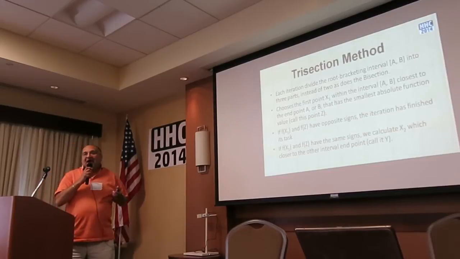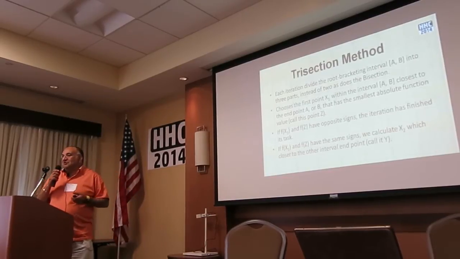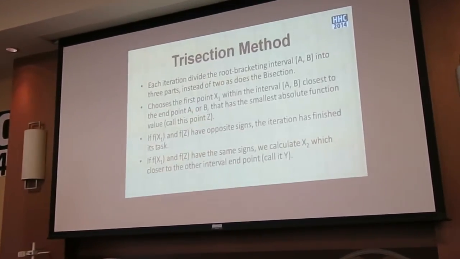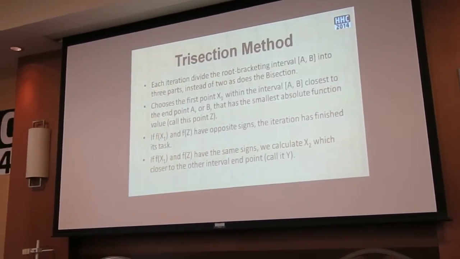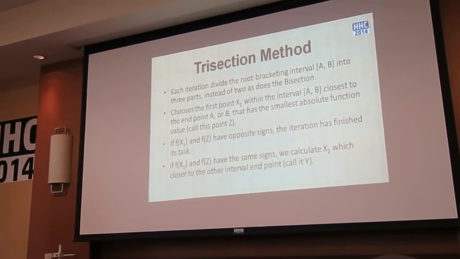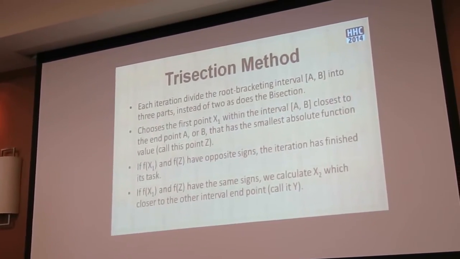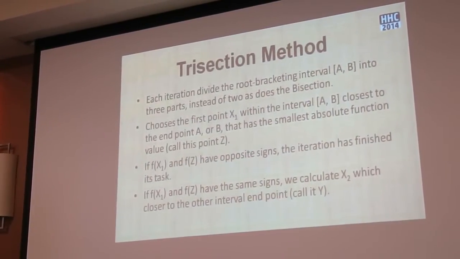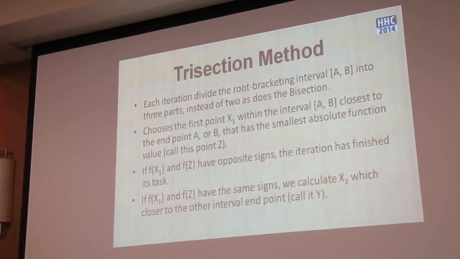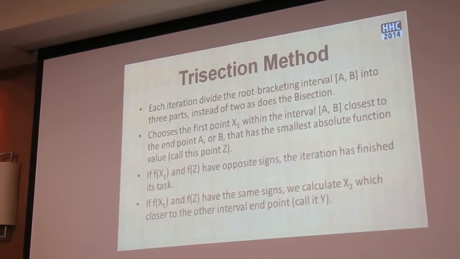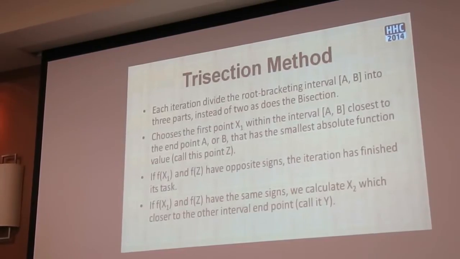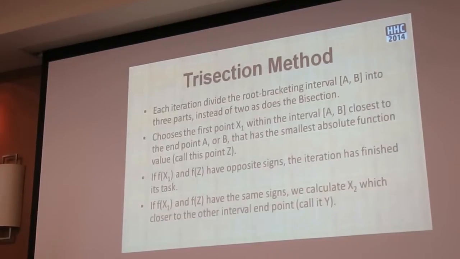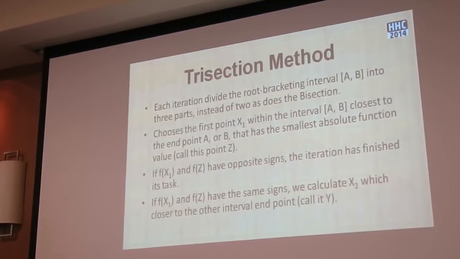The trisection method, as the name suggests, is very similar to the bisection method. You have a root bracketing interval, and instead of cutting it in half, it cuts it in thirds. But I figured, well, we choose a first point. There's going to be potentially x1 and x2. And we choose the point x1 in the interval AB closest to either the endpoint A or B that has the smallest absolute function value. That was the strategic choice I made in designing the algorithm.